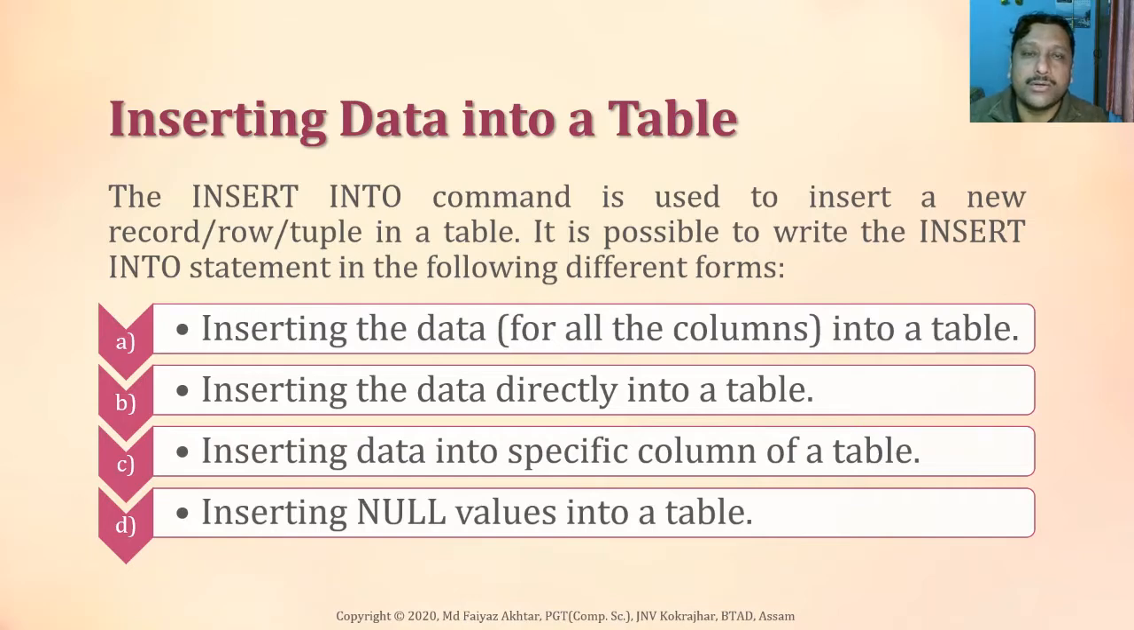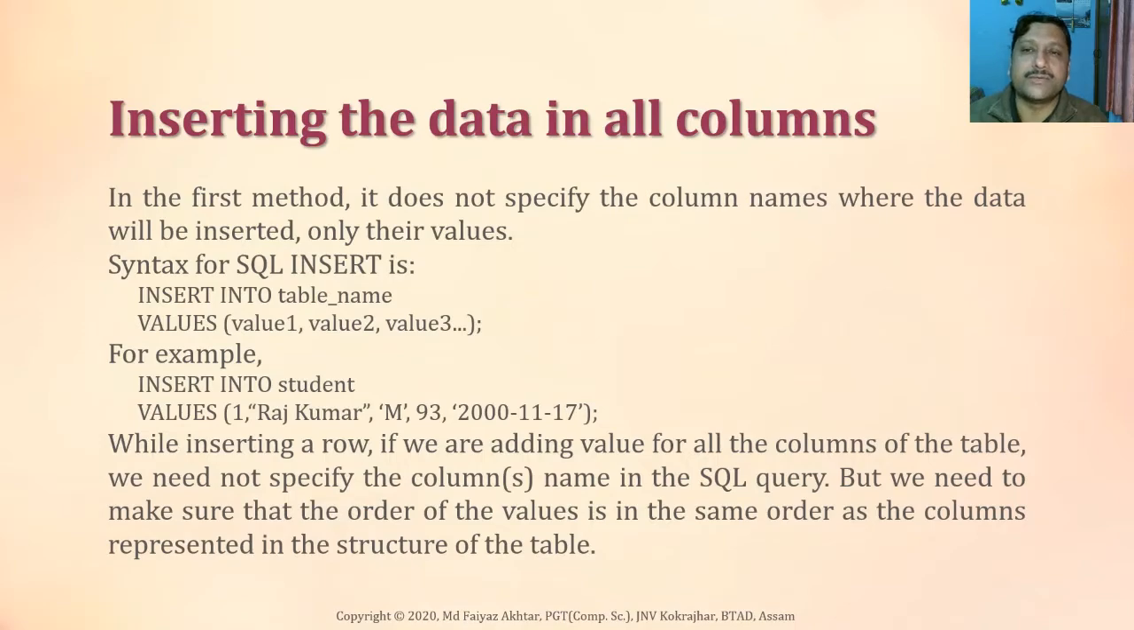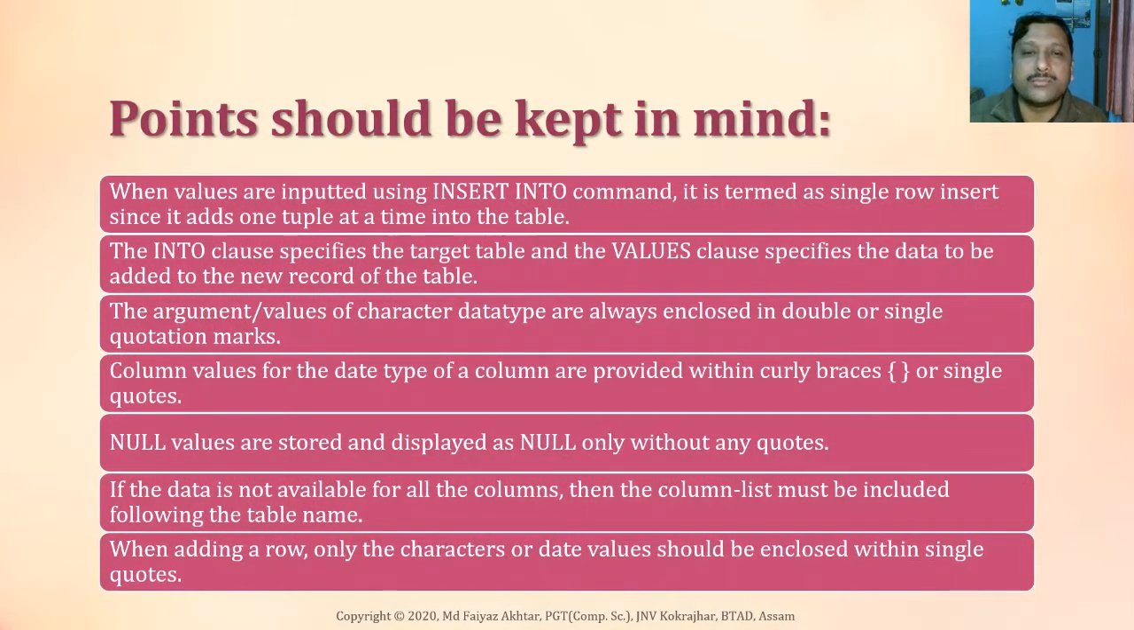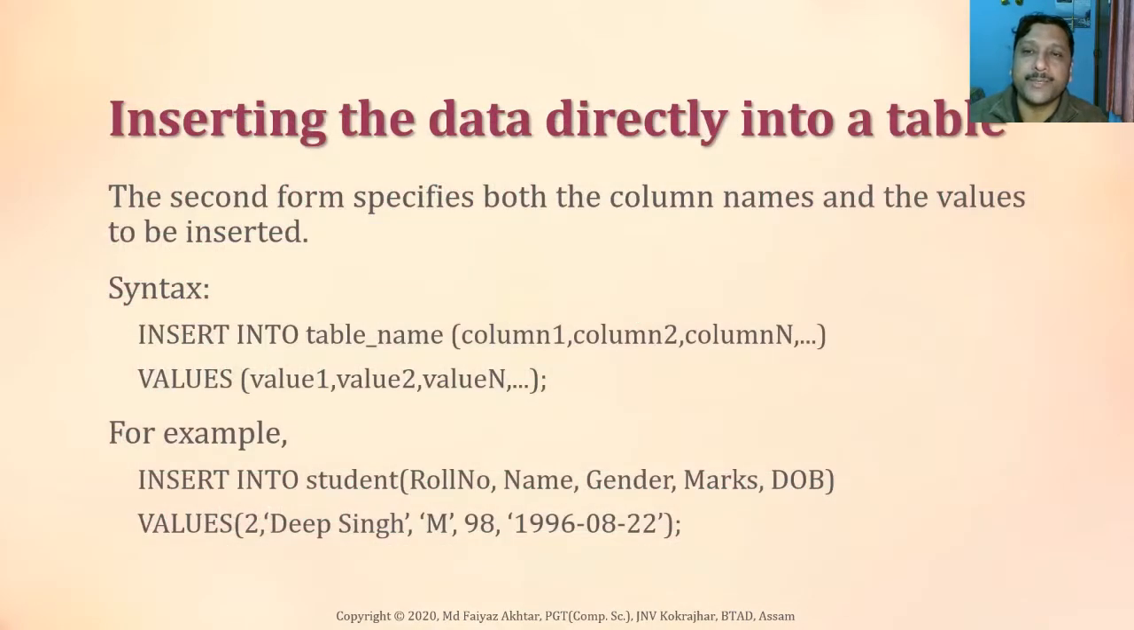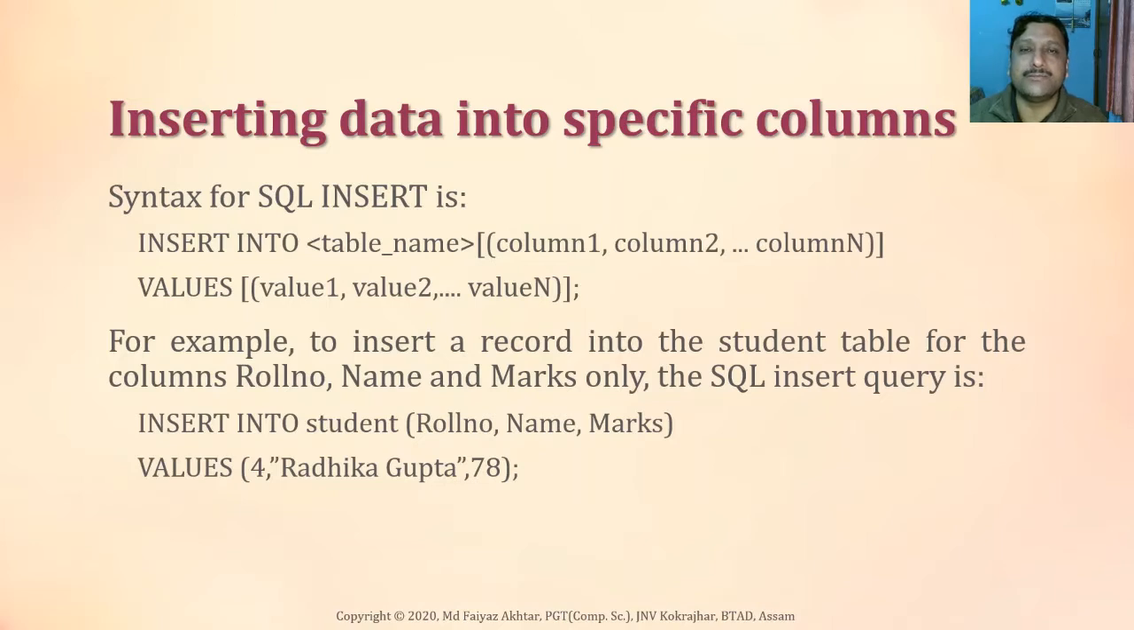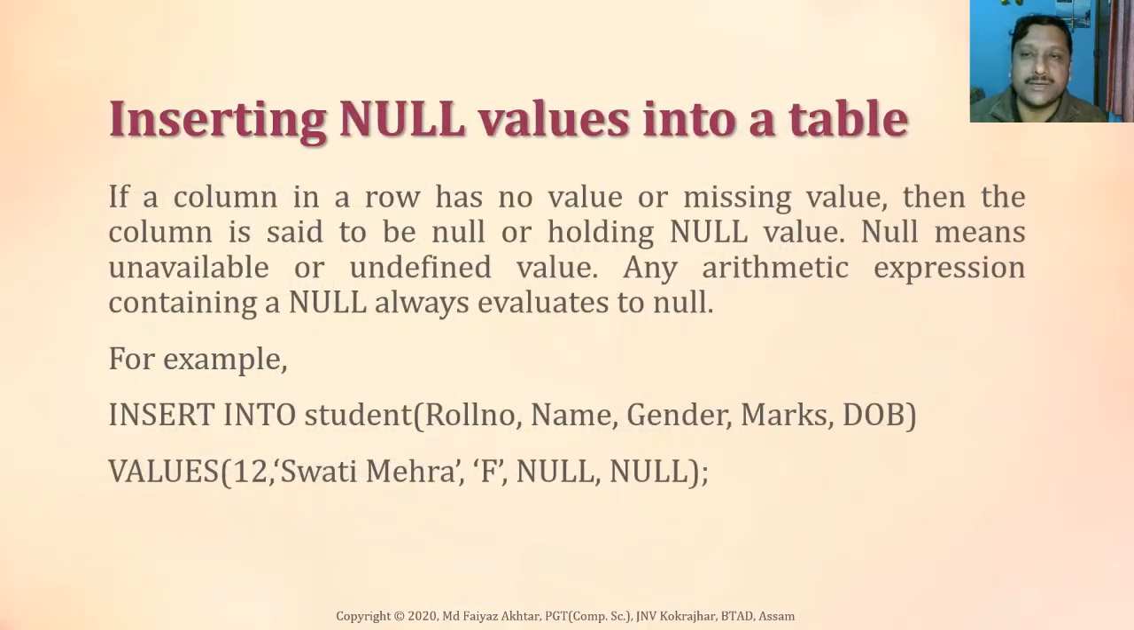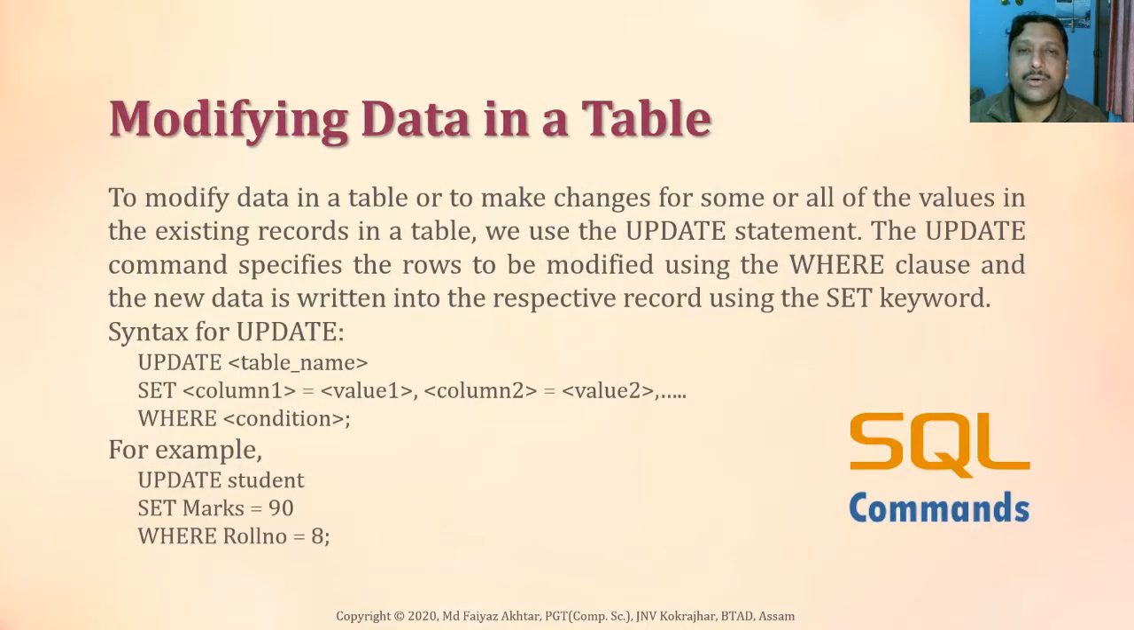Then how we can insert data in a table. There are 4 different ways to insert data in a table. First we have learned inserting data in all columns, and some points we have to keep in mind while inserting data. Then we learned how to directly insert data in a table, and if we want to insert data in a specific column, how that is possible, and inserting null values also. And now we have come to learn modifying data in a table.